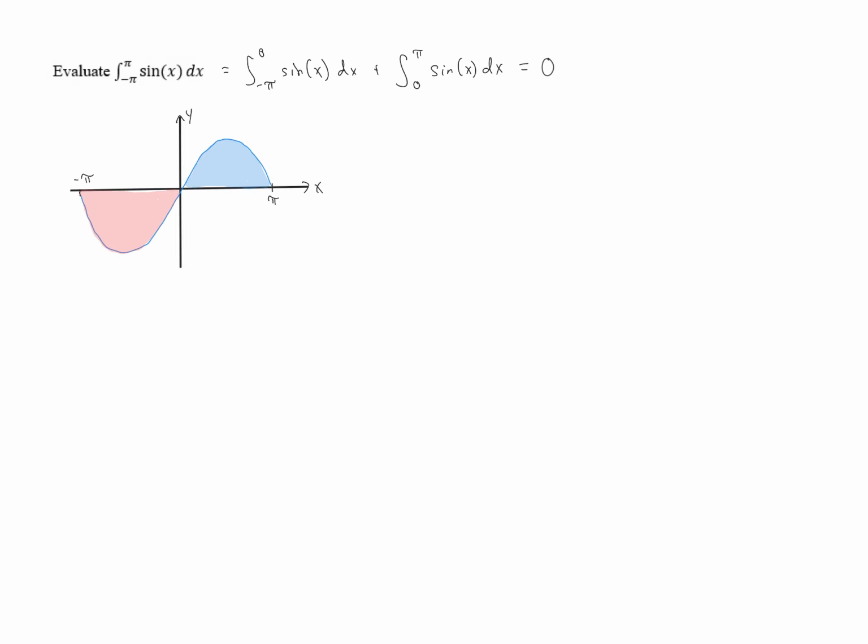amounts. And in fact, this would work even if we were dealing with a function that wasn't sine of x, so long as it is an odd function. Because if it's an odd function, that means that the areas are going to cancel each other out. Part of it's going to be positive, part of it's going to be negative.